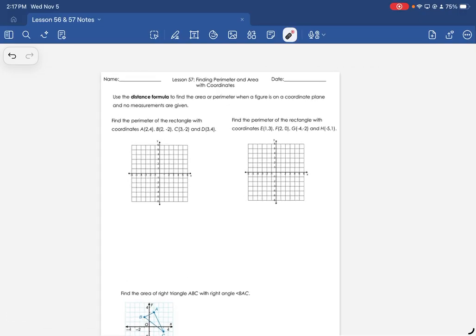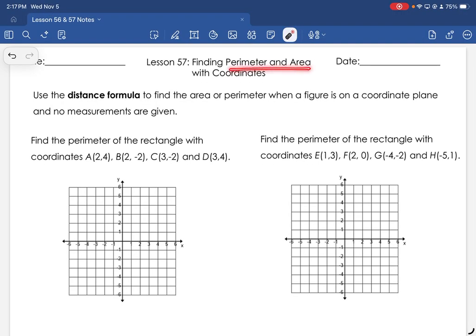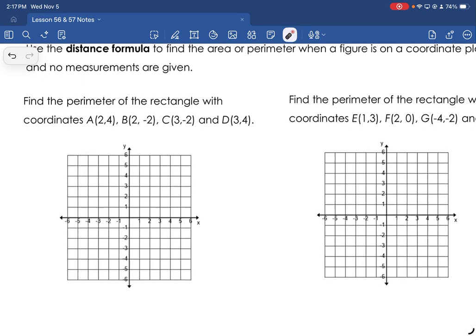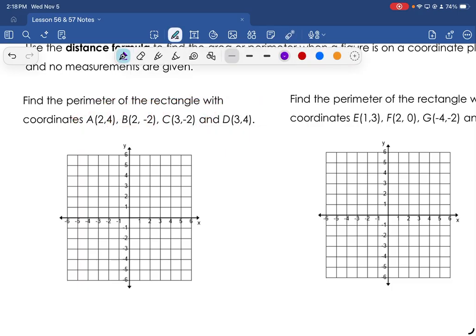In that case, let's move on to lesson 57, which is finding the perimeter and area with coordinates. Okay. For this first example, you're going to notice that it's very straightforward. So I'm going to plot all these points into the graph and label them and connect them. So A is 2, 4, right there. That's A. B is 2, -2, so that's B.